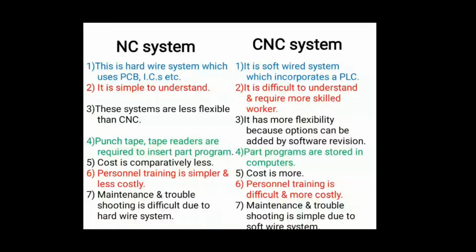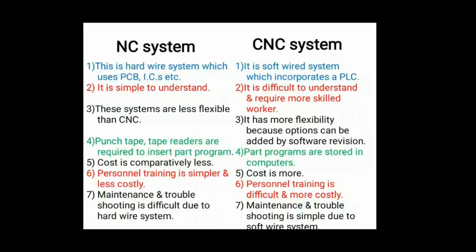Punch tape readers are required to insert the part program as an input device. We are going to give input to the machine control unit. At that time, in the NC system we required a punch tape reader for inserting the program, but in the CNC system we do not need this, so we can directly put the program into the computer. So that is one of the advantages.